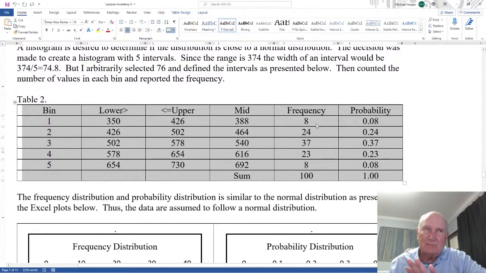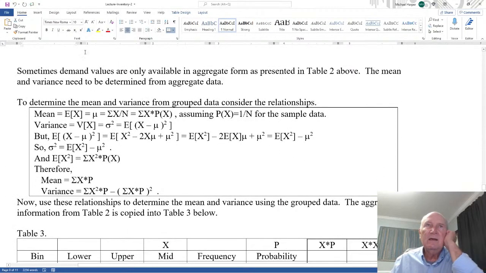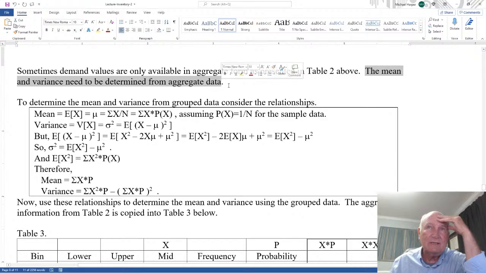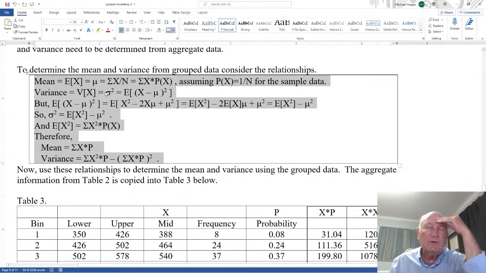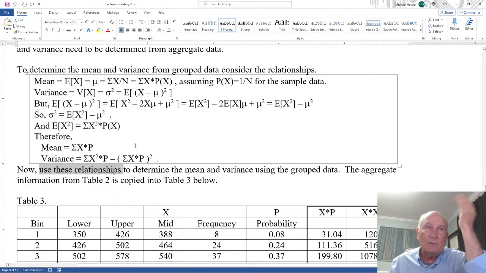This table is the numbers, but sometimes a table is given as a graph. Sometimes it's in aggregate form, as in a histogram. The mean and variance need to be determined from the aggregate data. To determine the mean and variance from the group data, consider the relationships. I put this in a box for those who want to deal with it. This is a derivation. I'm not going to do it, but if you want to come and ask me, I'll go through it with you. Use these relationships to determine the mean and variance using group data.